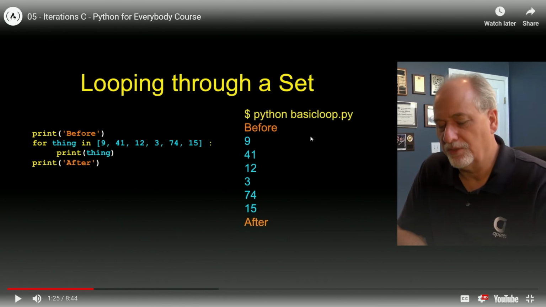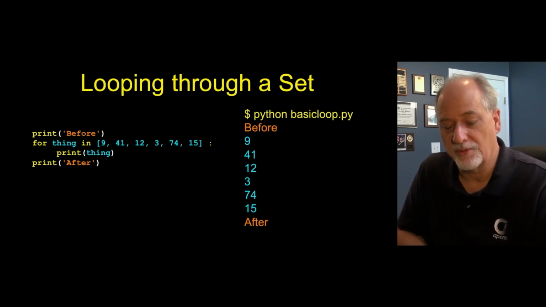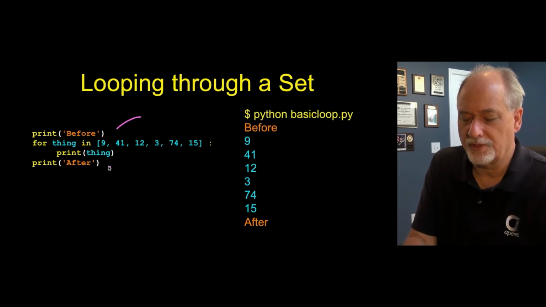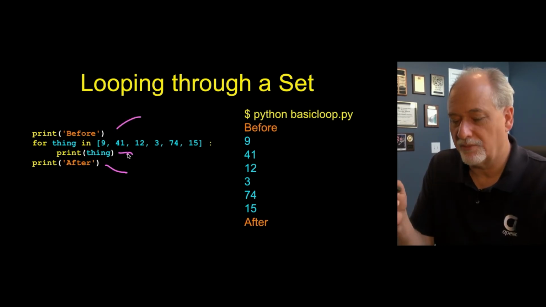It's very, very simple stuff. It gets complex later, but right now it's easy. Loop through a set of 6 numbers over and over again. So we're going to do something before the loop, something after the loop, and then we're going to run the loop some number of times.